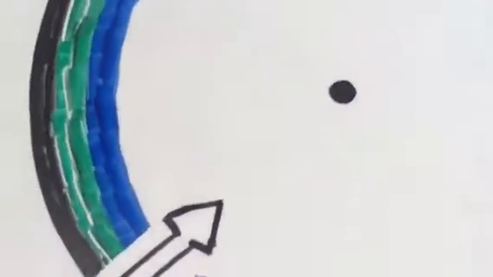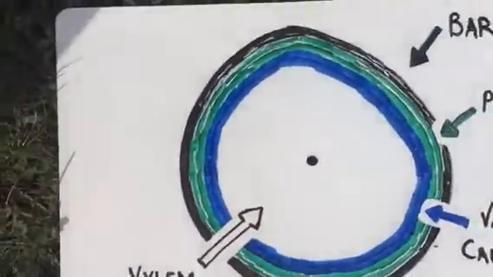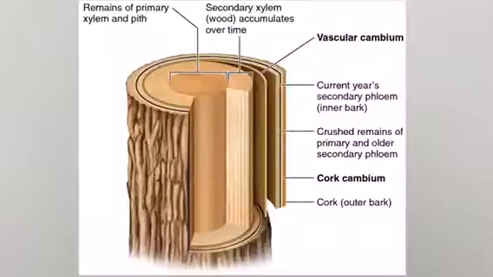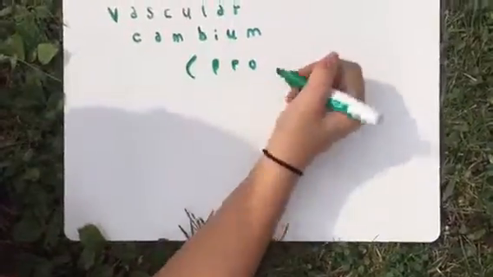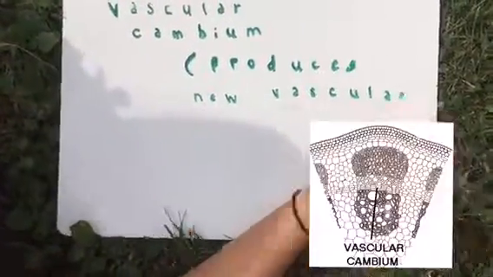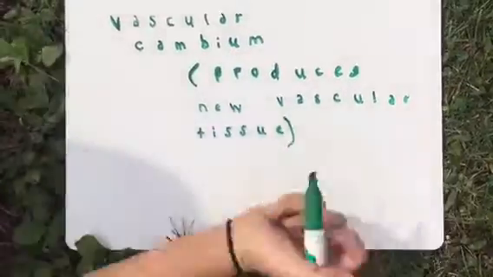On this diagram of the inside of a tree, the xylem is located on the inside of the plant with the vascular cambium as the next layer. The phloem is then found outside the vascular cambium, and the bark, or the cork cambium, acts as a protective outer layer. The vascular cambium, which is located between the xylem and the phloem, produces new vascular tissue.